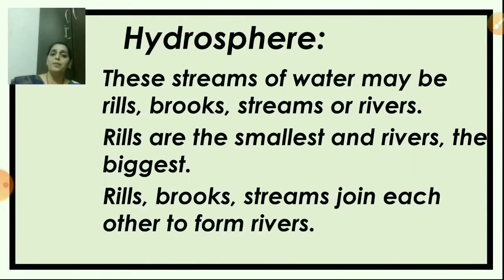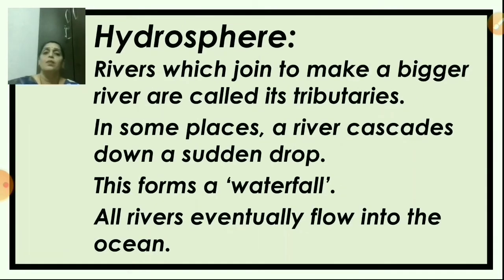These streams of water may be rills, brooks, streams or river. Rills are the smallest and rivers the biggest. Rills, brooks, streams join each other to form river. Means all this comes together and they form river. Rivers which join to make a bigger river are called its tributary. So what is a tributary? Rivers which join to make a bigger river. Means small rivers come together and make a bigger river, that are known as tributaries.